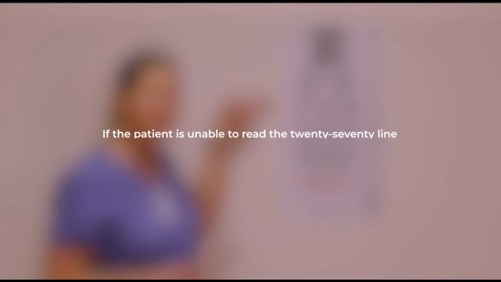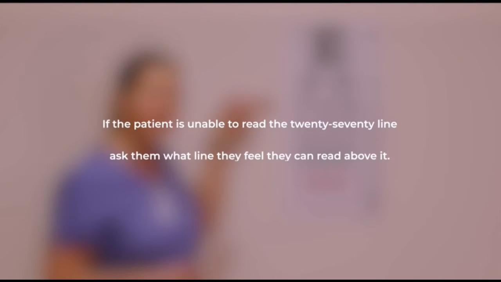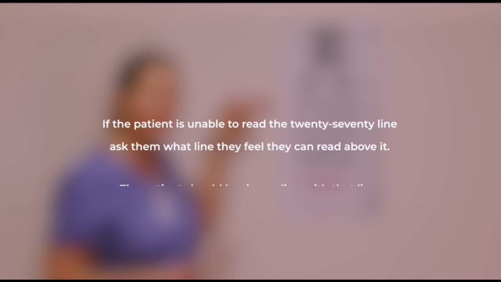Pointing to the 20/70 line, look at the patient and instruct them to read the letters in that line, observing their stance and actions. If the patient is unable to read the 20/70 line, ask them what line they feel they can read above it. The patient should begin reading with that line.